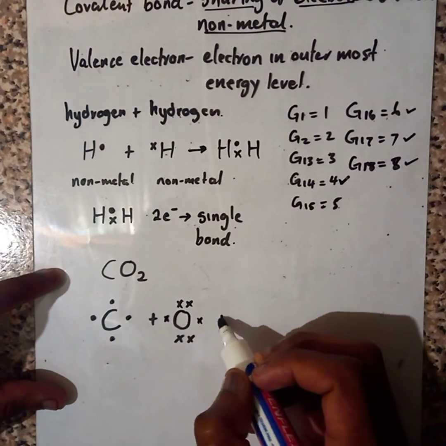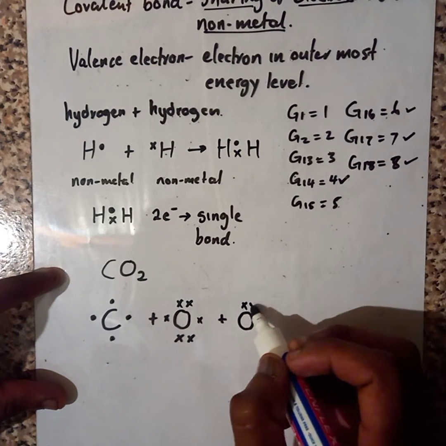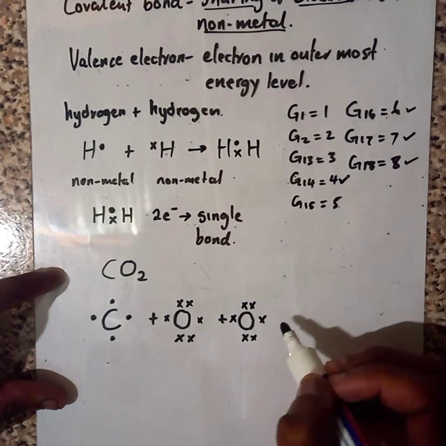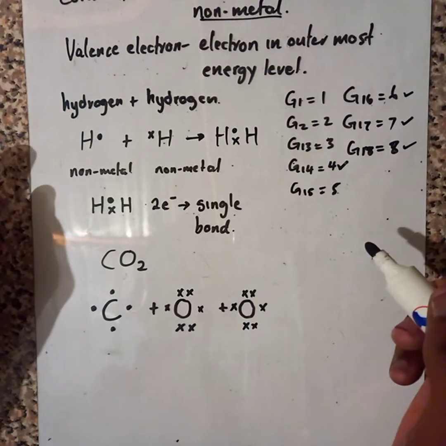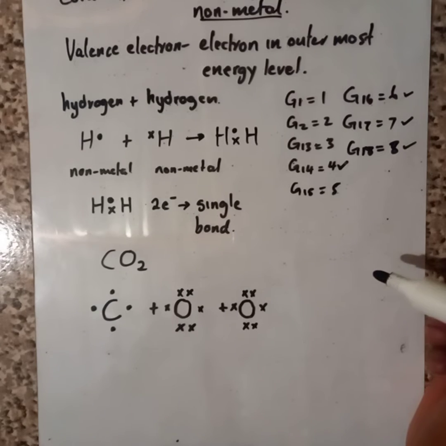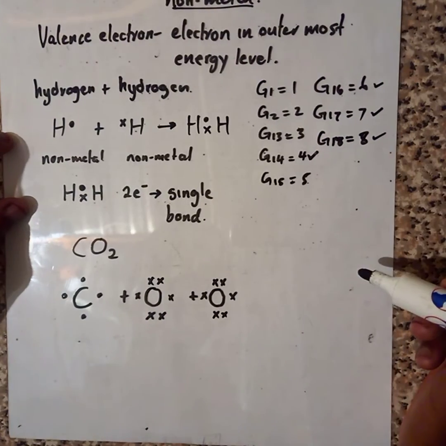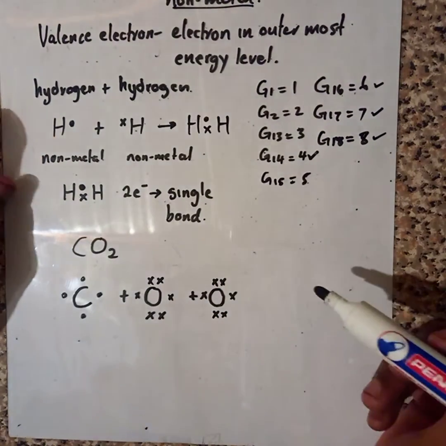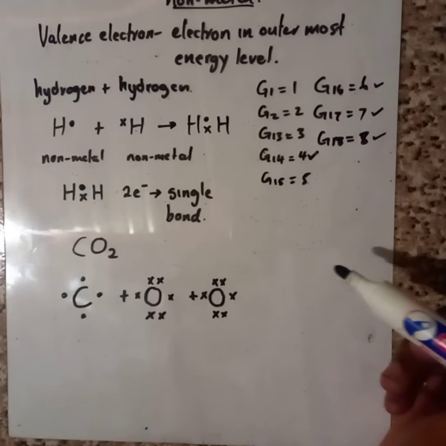Then I also have like this. Then how are we going to write the Lewis dot diagram for the combined CO2? Check, it's so simple. I want to alert you of something.